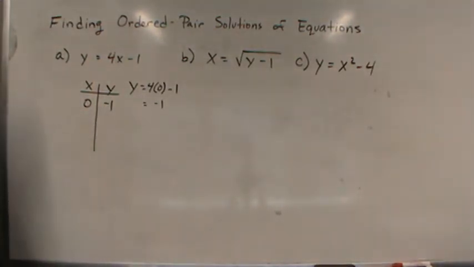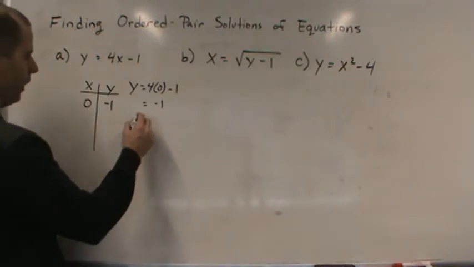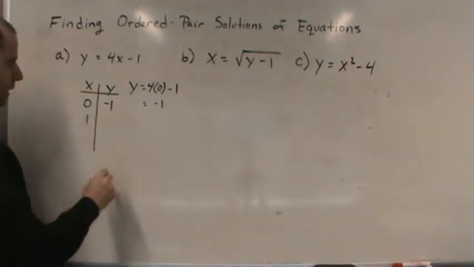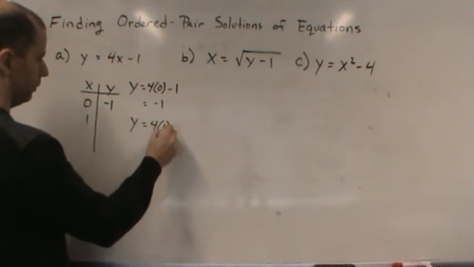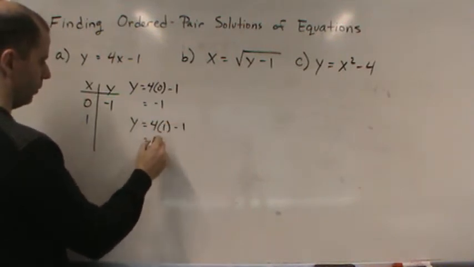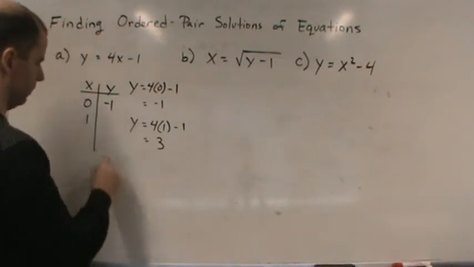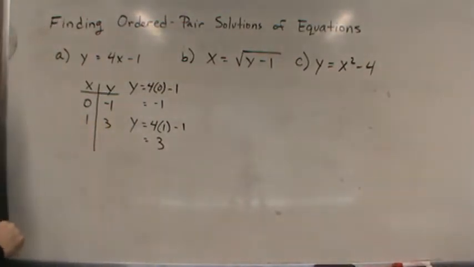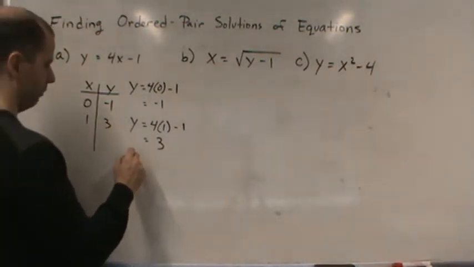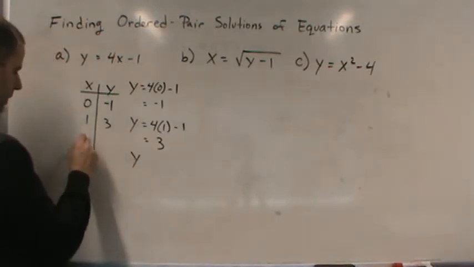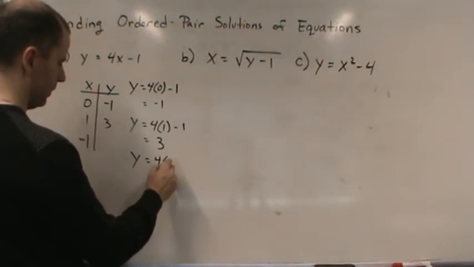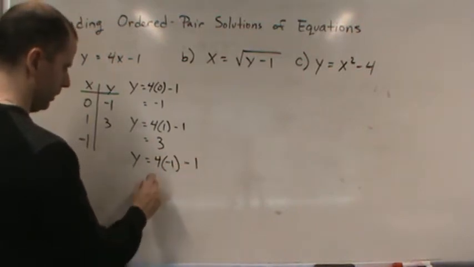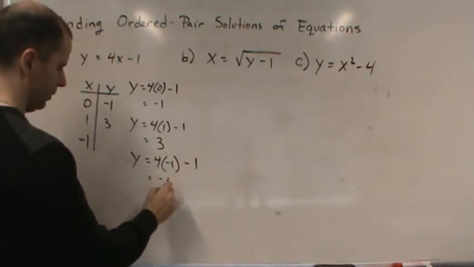0, negative 1. Well, what if we use 1? What if we plug in 1 for x? Well, now y equals 4 times 1 minus 1, which equals 3. Right? Or what if I put in negative 1? Right? Let's put in negative 1. So that's going to be 4 times negative 1 minus 1, and that's going to be equal to negative 5.